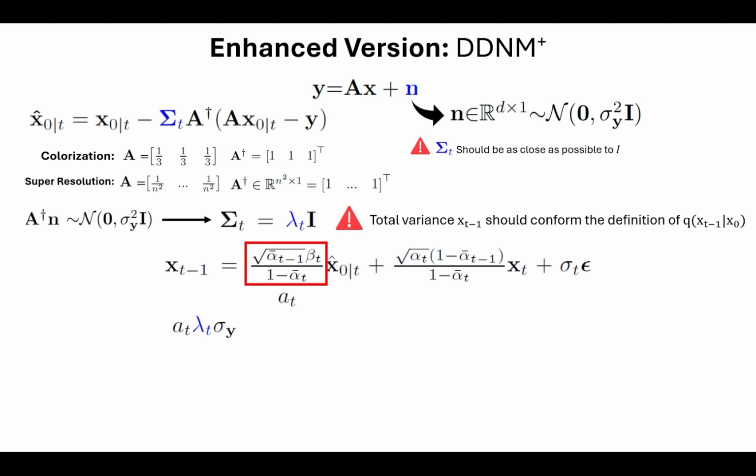And I will show you later visually how it affects the final performance. We raise this multiplication to the power of 2 to make it variance, and then we say that it should equal sigma t squared, the variance of the denoiser added in the denoising step of diffusion, that should also follow the variance that the model expects.